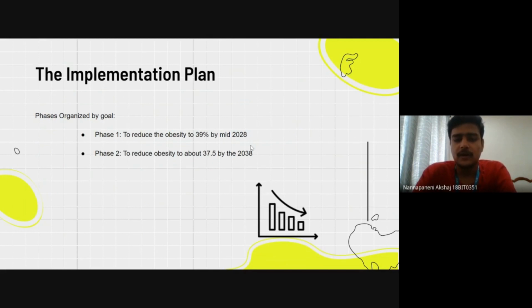Organized by goals. In phase 1, we have a goal to reduce obesity to 39% by mid 2028, and in phase 2 to 37.5% by 2038.